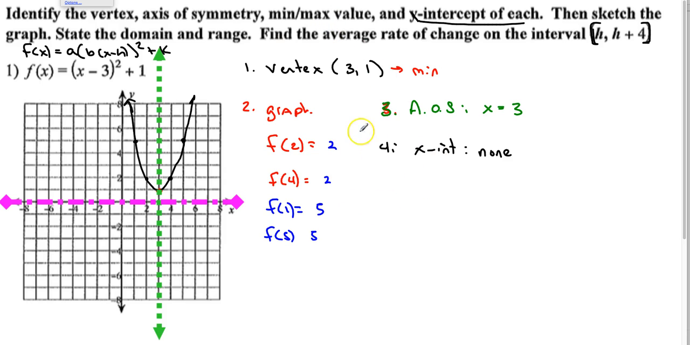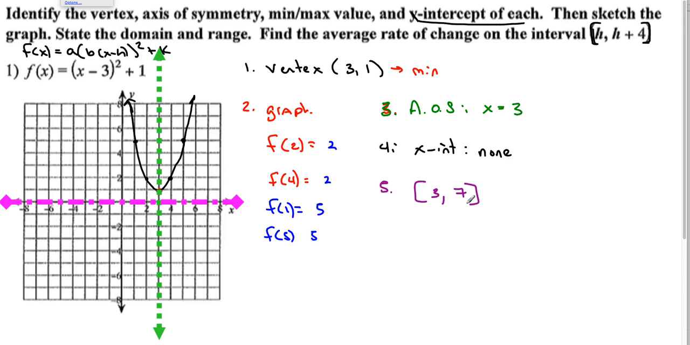And here's the last piece, which we haven't done yet either, is the average rate of change on the interval h comma h plus 4. All right, so what's the h value right now? What's my h? 3, right? So the h is just my vertex, the x value of the vertex, so 3. And then add 4 to it. So if you add 3 plus 4, we get 7. So I want the average rate of change on the interval 3 to 7.